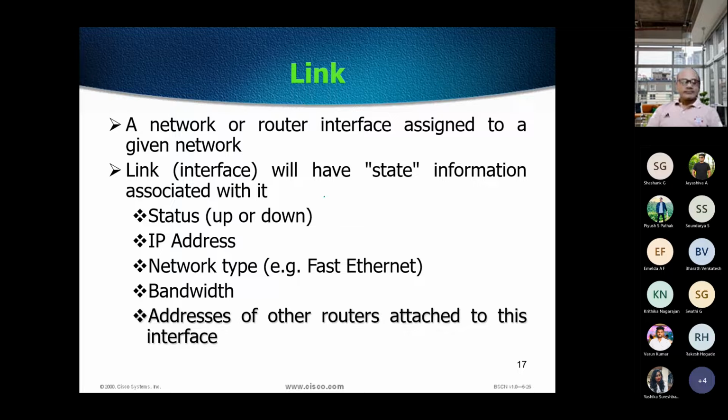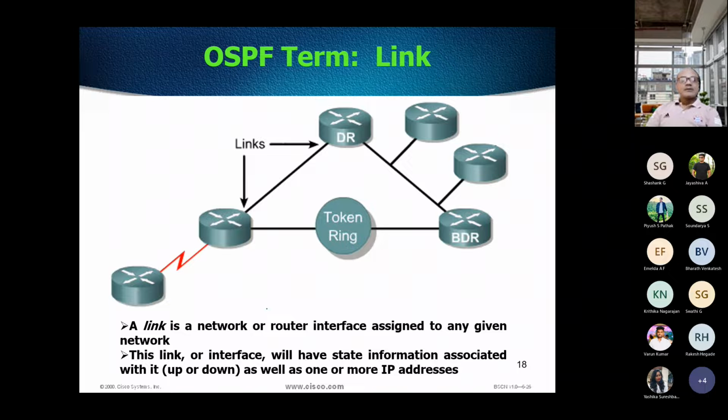So what is a link? A link is an interface which has a state, up or down, and it has an IP address, a network type such as Fast Ethernet, and bandwidth, and the addresses of other routers attached to this interface. So as you can see, this is the link, guys, it is talking about.